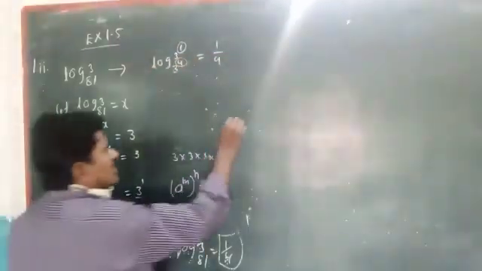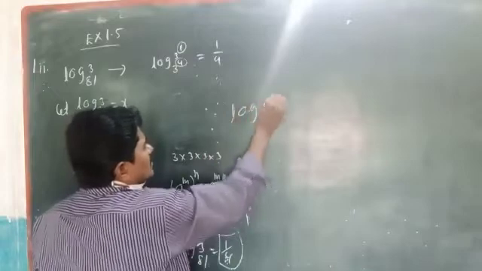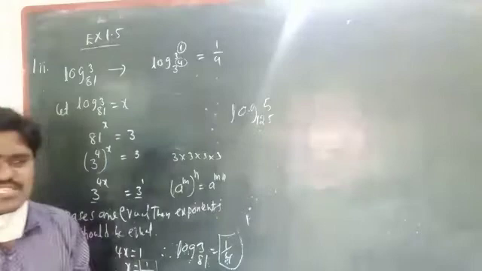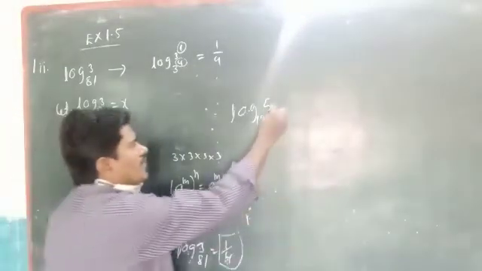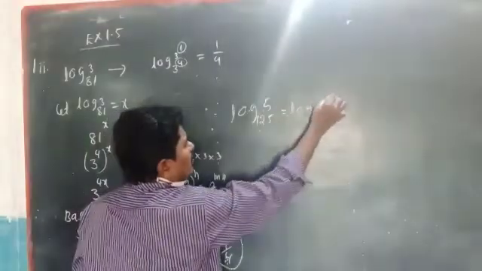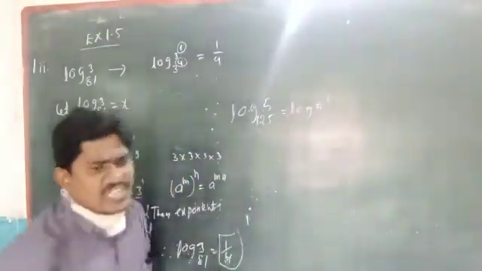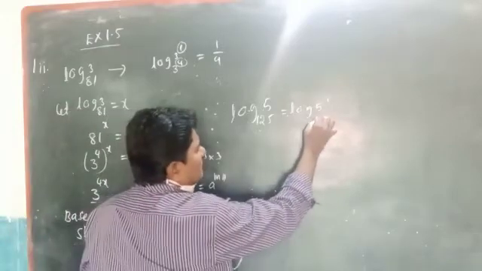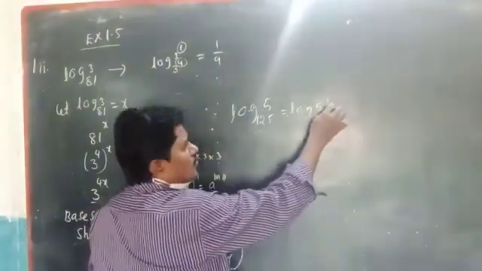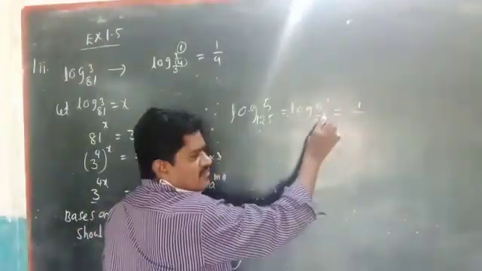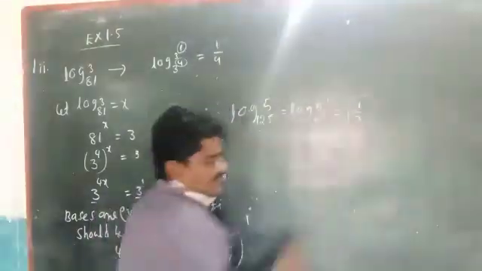Suppose you take log 5 base 125. What is the power of 5 here? 1. Right. So you can write 5 to the power of 1. 125 can also be written as 5 cube. Yes or no? So what is the power here? 1. Here 3. That value is 1 by 3.